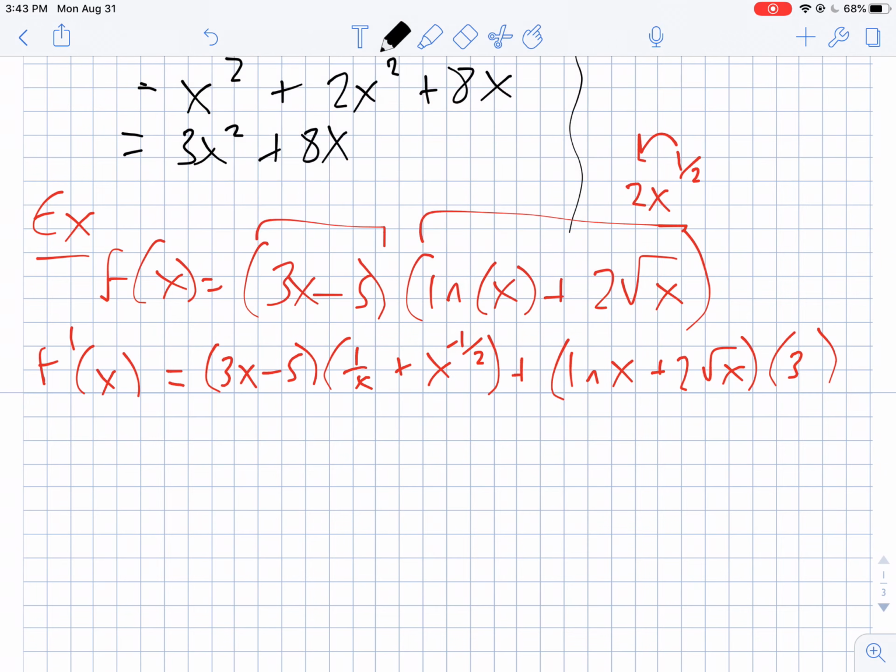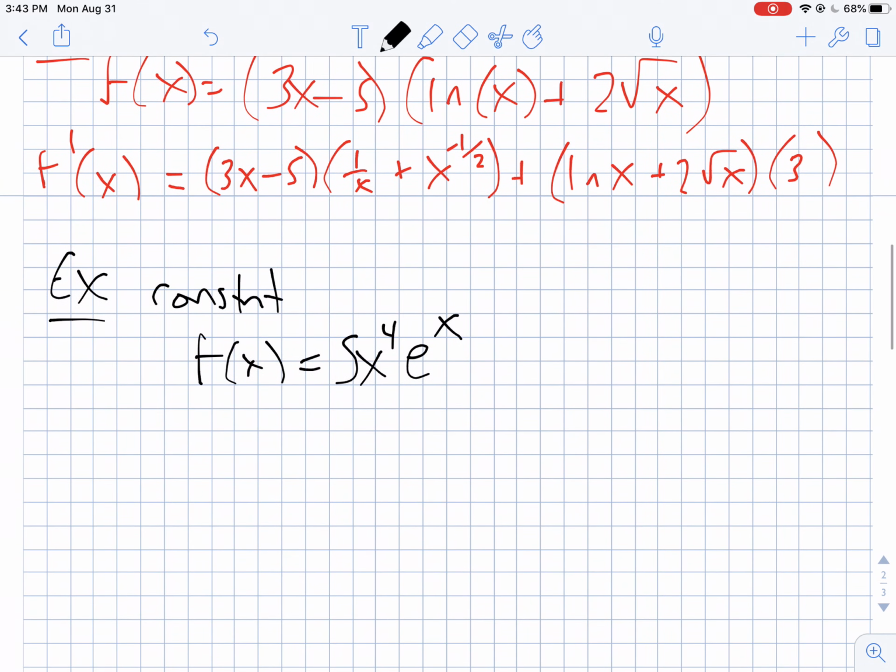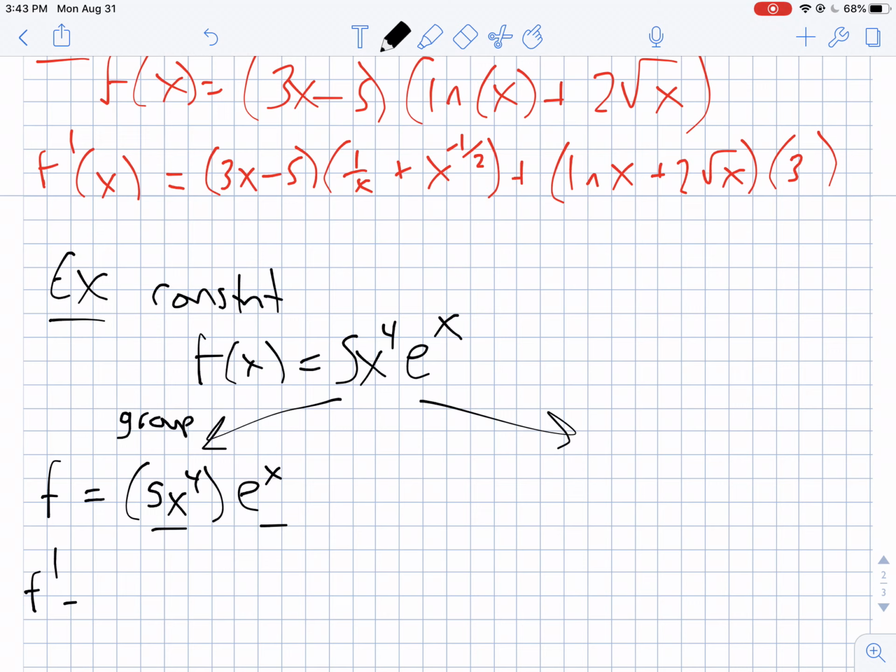All right, one thing you might be wondering about is what if we had a constant in front? What if they gave you the function, let's say, 5x to the 4 times e to the x? You may be wondering, what do I do with the 5? Well, there are two ways you could approach this problem. One is you could group it together with one of the terms, so have a 5x to the 4 times an e to the x. You could just group it and say this is my first, this is my second. Then your derivative there is first times the derivative of the second plus the second times the derivative of the first, so 20x cubed.